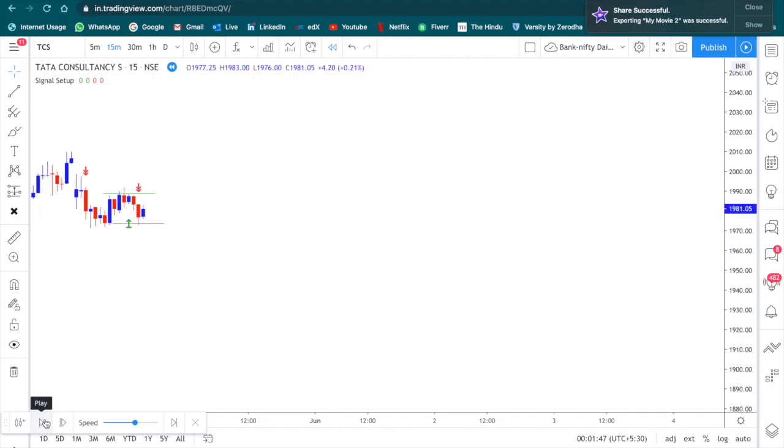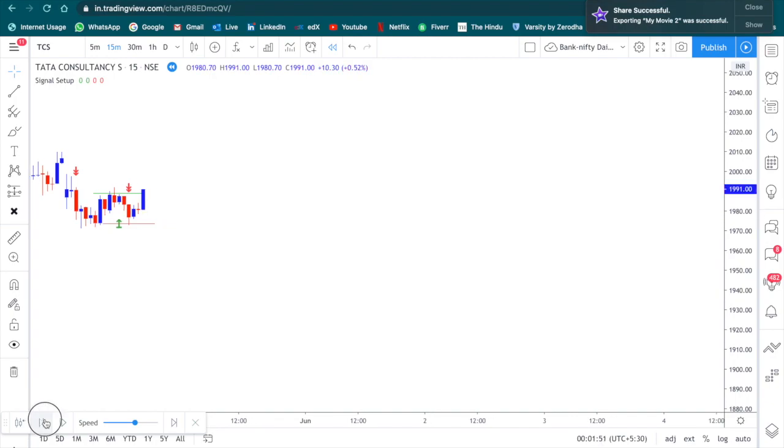In this example, the trader's risk management would have taken care of it. And you can also see that the market is in a sideways phase.